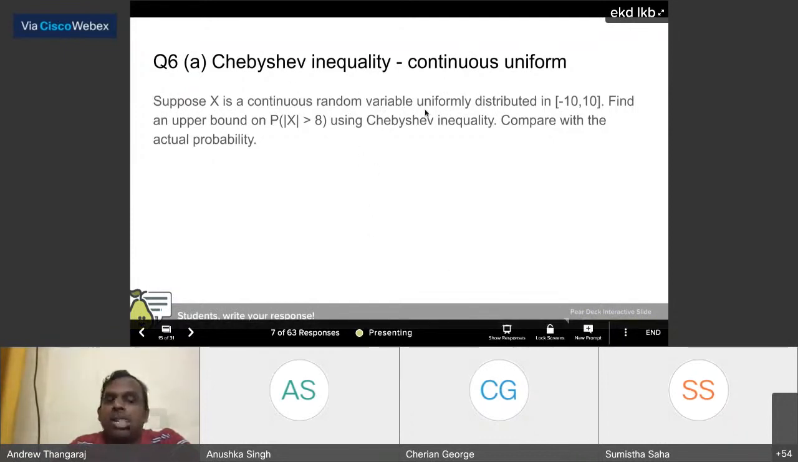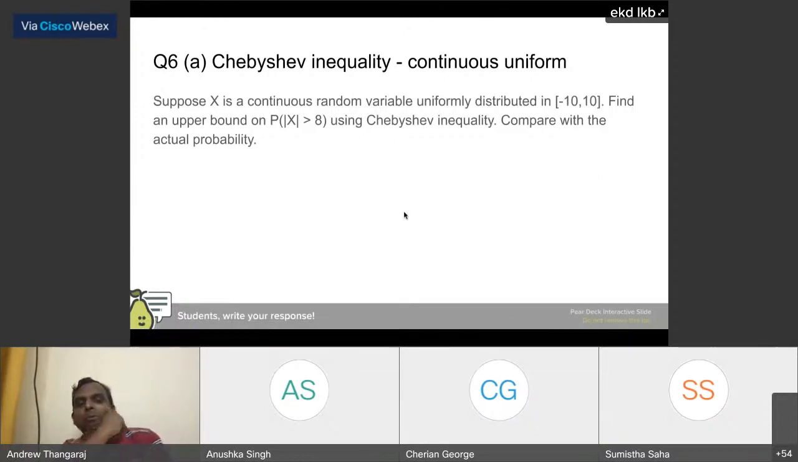Let's proceed to Chebyshev. We moved on to Chebyshev. Okay, so here is a continuous distribution. I showed you the formula for mean and variance. You need to find the mean, you need to find the variance, then plug it into Chebyshev, and we'll get the answer here. Also, calculate the actual probability. Don't forget to do that.